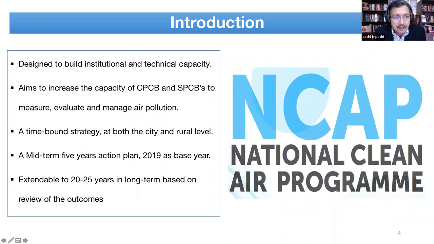Now, there are some other important parts of this program. For example, it envisions building institutional and technical capacity. That means it wants to create some new institutions. For example, a new institution was created by the central government, the Commission for Air Quality Management, CAQM, for Delhi NCR and adjacent areas. That is the kind of institution now put in place to protect the air quality of Delhi and NCR.